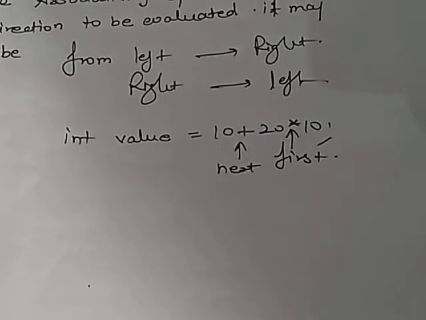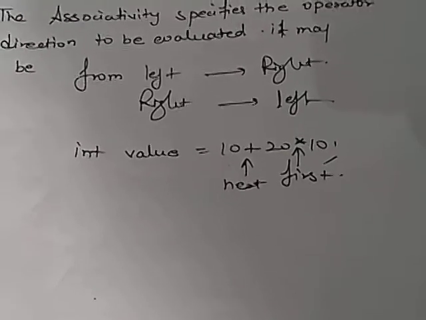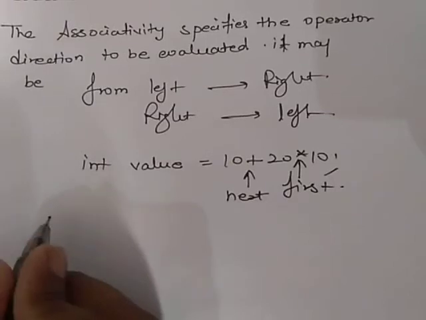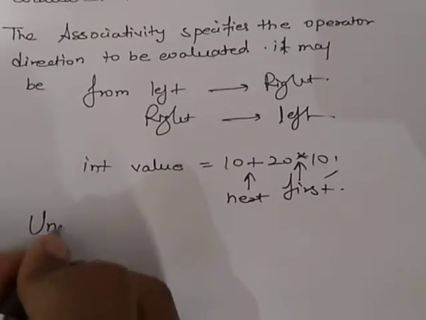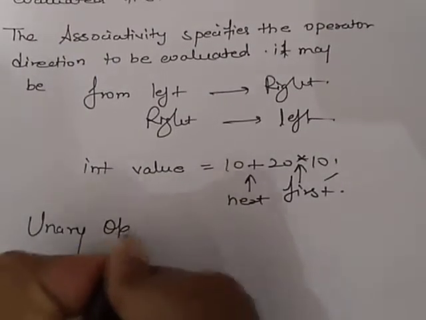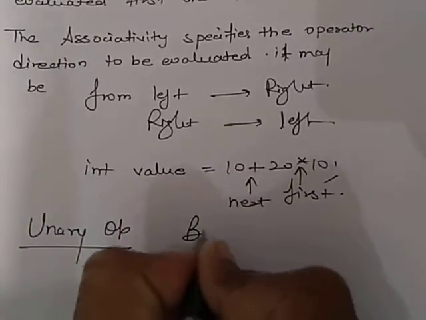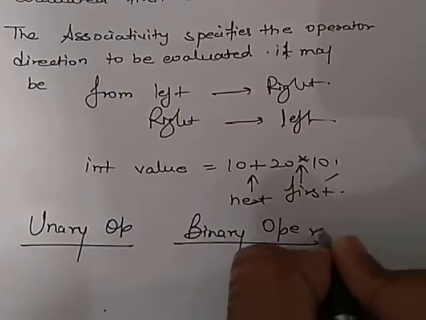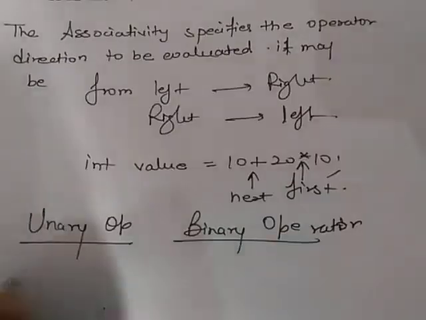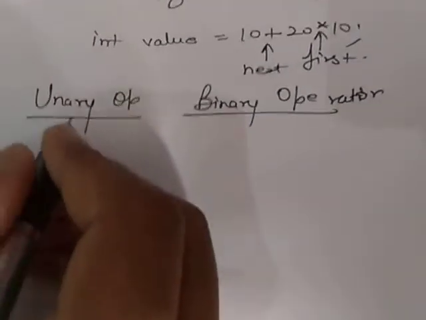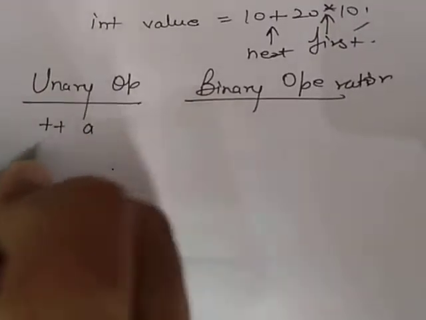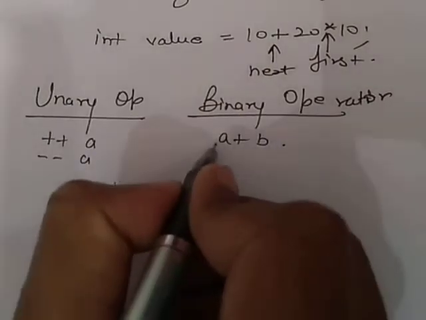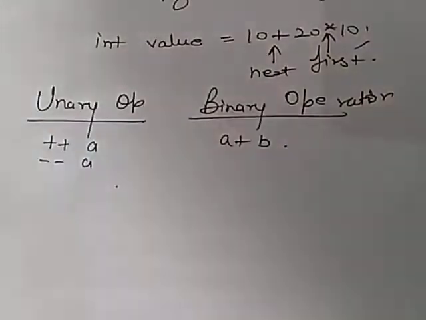Now we have, on a broad category, two types of operators. One is the unary operator and the second one is the binary operator. A unary operator needs only one operand, for example, plus plus a, minus minus a. A binary operator needs two operands, for example, a plus b.